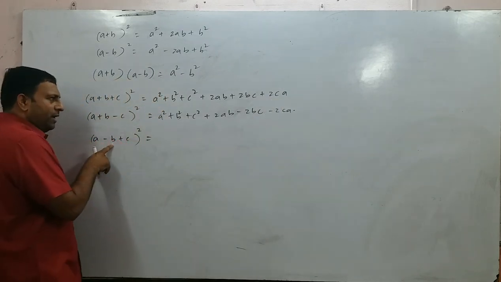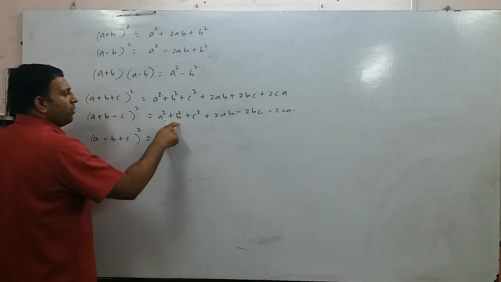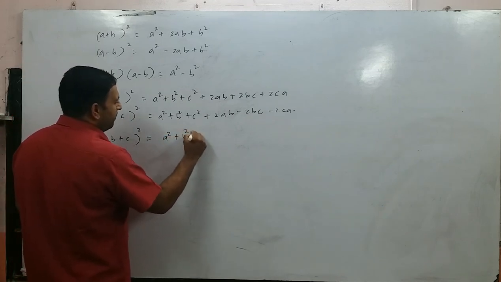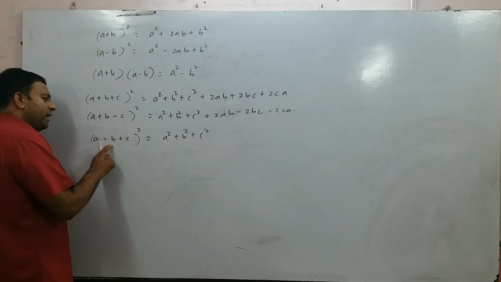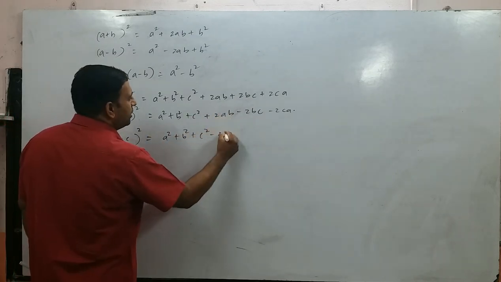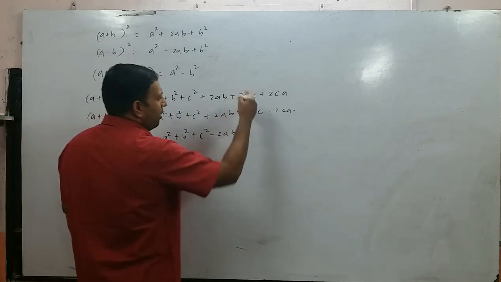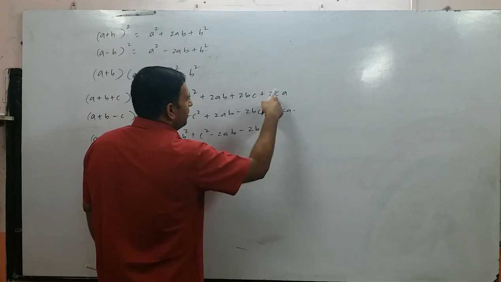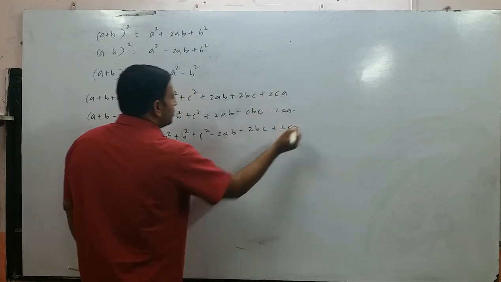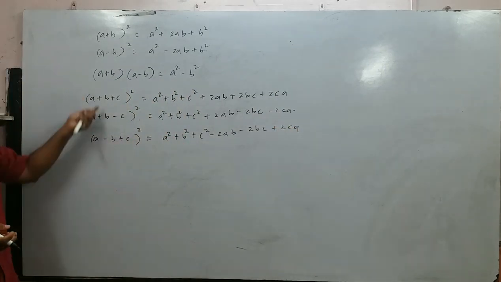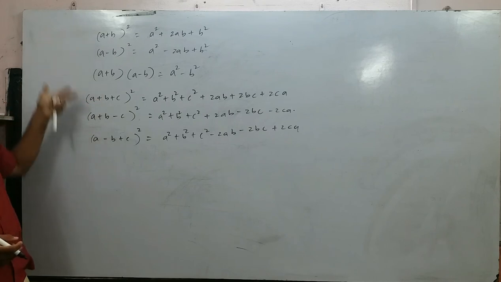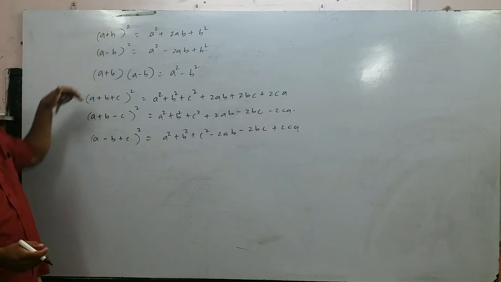Now you have minus b here. Even though you have minus b, the square won't change. So it is a square plus b square plus c square. But wherever b is involved, instead of b you have minus b. So it is minus 2ab. Instead of b you have minus b, so it is minus 2bc. In the main formula, this is 2ca. So like that the formula will change with the change of signs. So these are all binomial, power 2, trinomial, power 2.